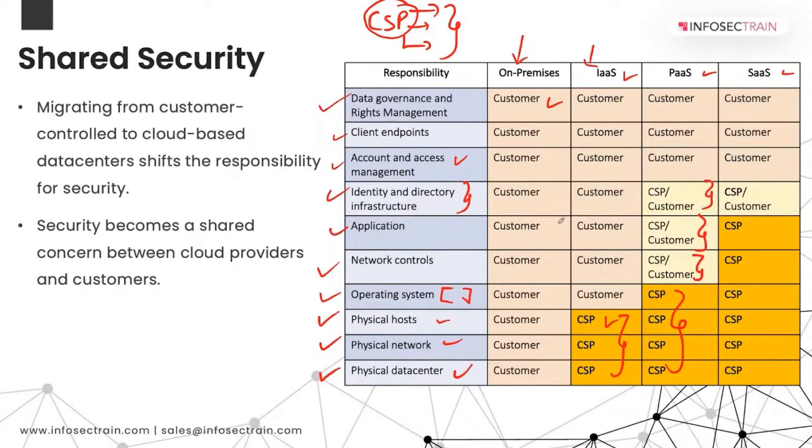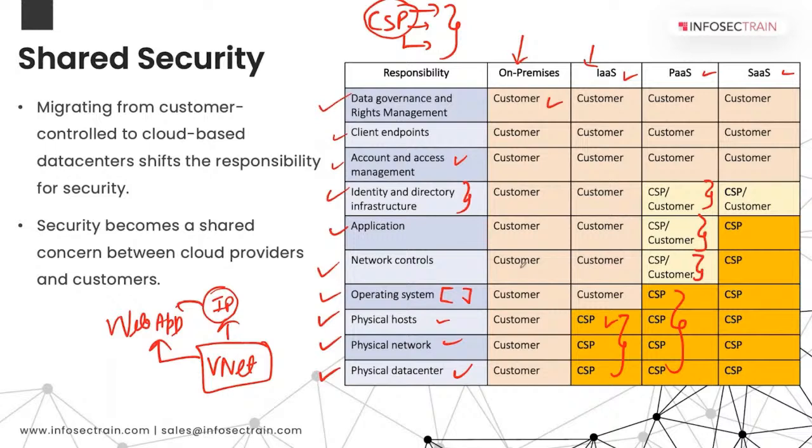Like in network control, some of the options are in your control. Like in Azure, there is an option of service endpoint, or you may want your web app to be accessible only within a particular virtual network. That kind of setting you can do. You can give the IP addresses, so that only these IP addresses can access these things. So some things are under your control, and some things will be taken care of by your cloud service provider itself. Same goes for the applications and the identity and directory structure as well.